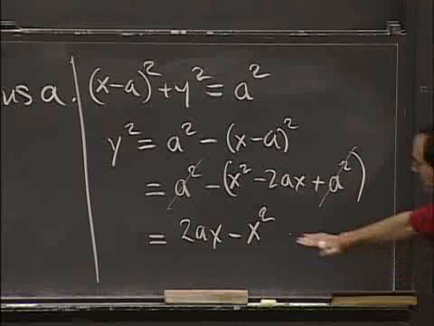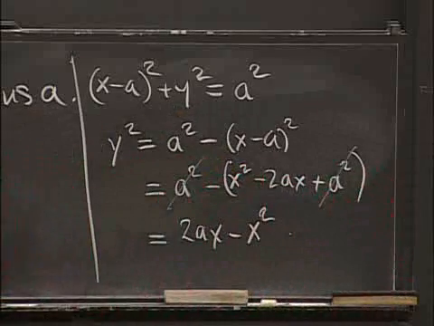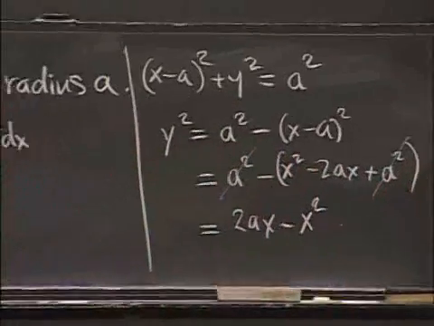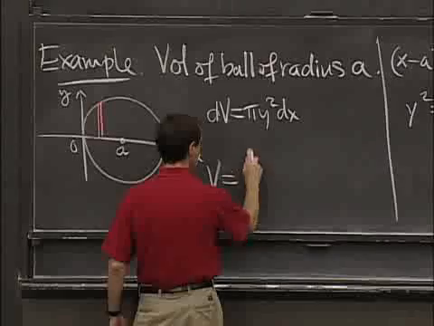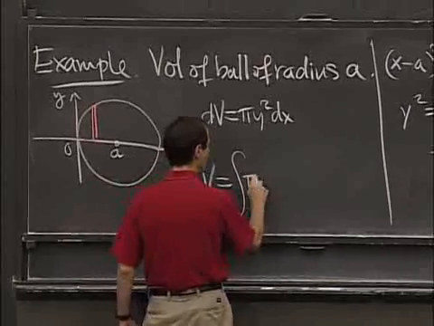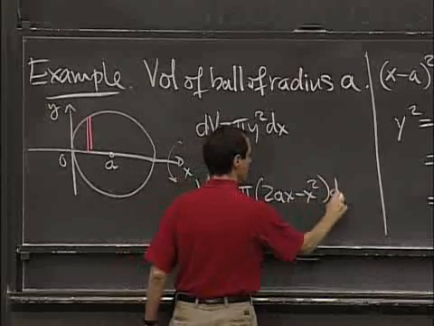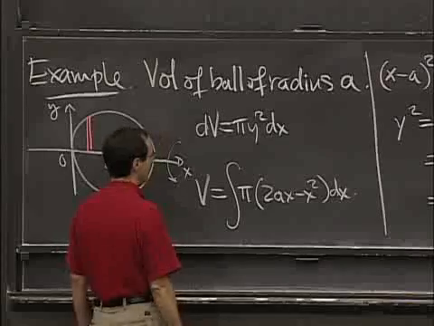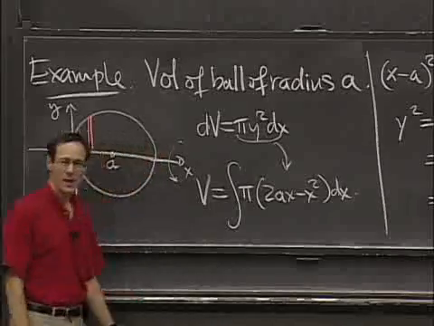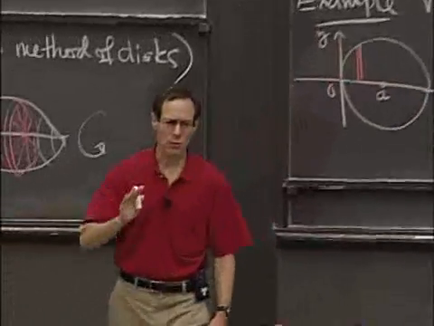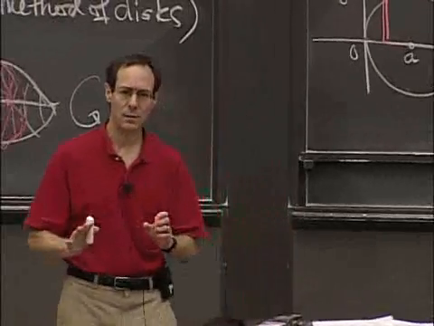All right, now, that is what's known as the integrand, except for this factor of pi here. And so the answer for the volume is going to be the integral of pi times this integrand, 2ax minus x squared dx. And that's just the same thing as this. But now there's also the issue of the limits, which is a completely separate problem which we also have to solve.